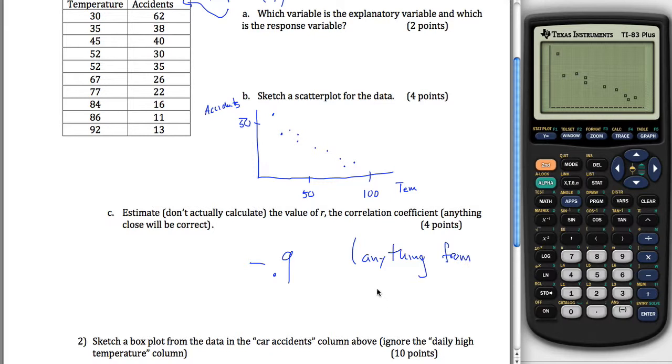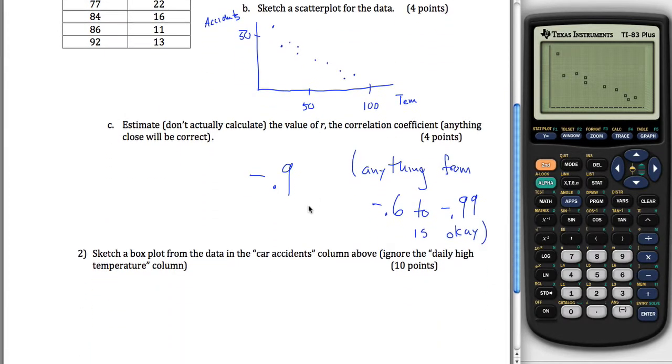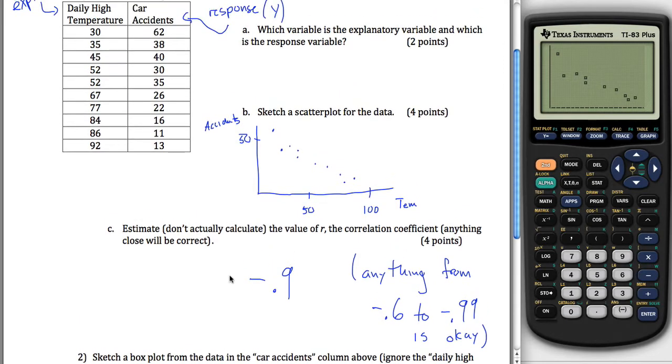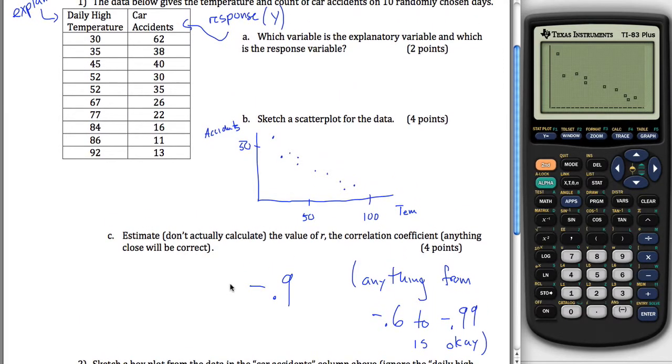Let's call it -0.6 to -0.99 is okay. I think if you had something not in this range, it would be because you didn't quite understand the value of R. So we're done. That's all it wanted us to do, find these three things.